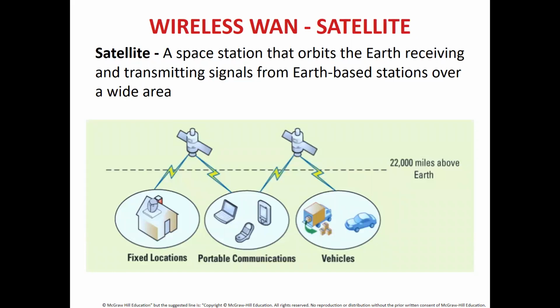Satellite: a space station that orbits the Earth, receiving the transmitted signals from air-based stations over a wide area. These satellites are above Earth, in the space zone. From there, we are able to access certain materials. For example, if you go through Google Maps, go and see the satellite view, you will be directly accessing things from the satellite, which is above Earth. Now, there are three types of satellites. We have LEO, MEO, and GEO. LEO is low orbit, MEO is medium orbit, and GEO is geostationary orbit. So these are the three different satellites in our space.